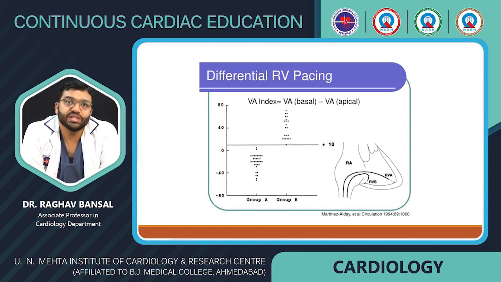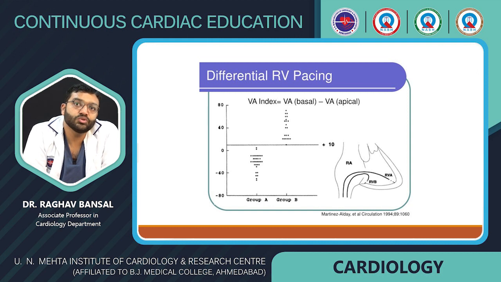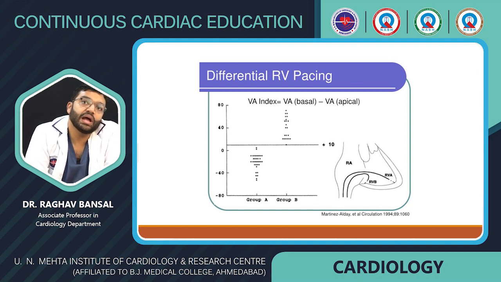Another maneuver is differential RV pacing. This is very similar to Parahisian pacing in terms of response. We first pace at the RV apex with a particular cycle length, then we pace at the RV base near the annulus at the same cycle length. When we are pacing at the RV apex, the impulse has to travel back to the annulus, then capture the accessory pathway and reach the atrium.